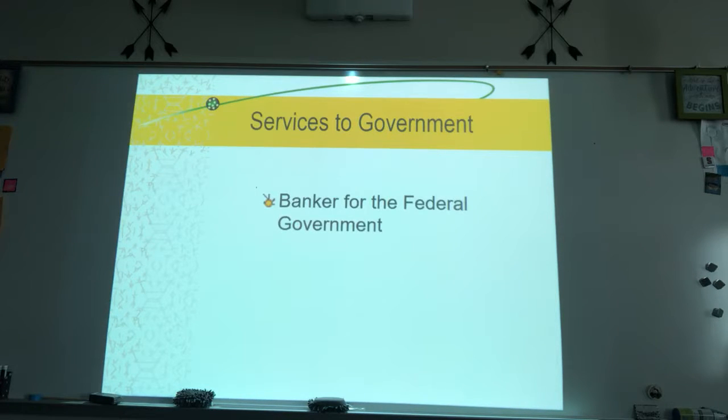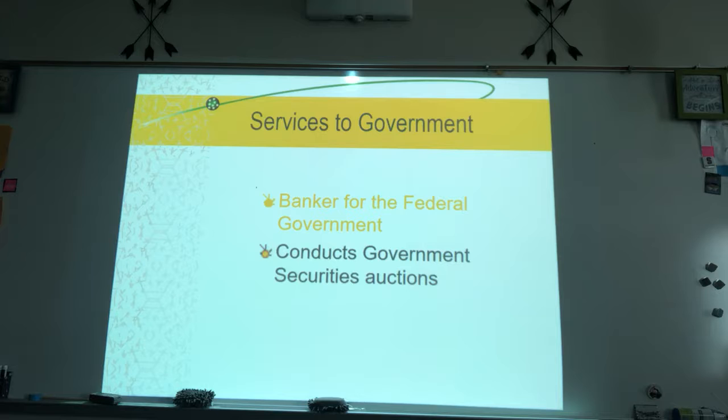And so we know the Fed provides government services. They are the banker for the federal government. They conduct the securities auctions. It seems weird, a securities auction. Basically, that's when they're auctioning off securities, pieces of paper saying that they have value. When the government is selling them, the government is taking in money. But when the government buys that back, that puts money into the system that was never there. That's the creation of money.